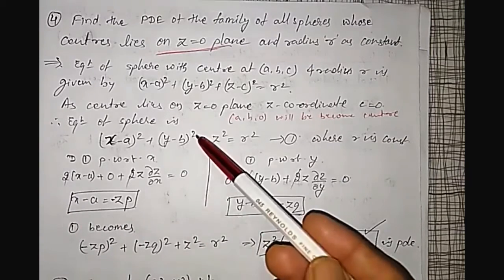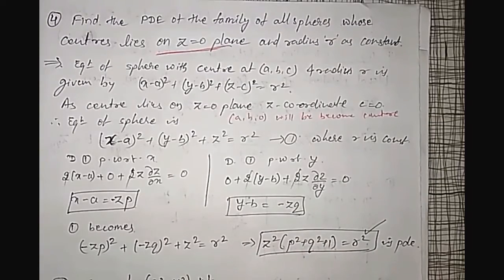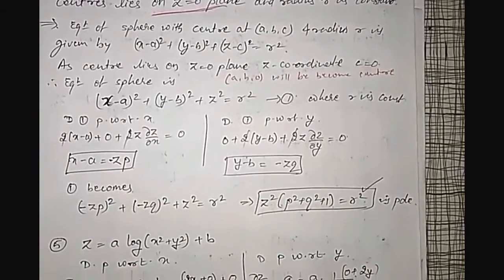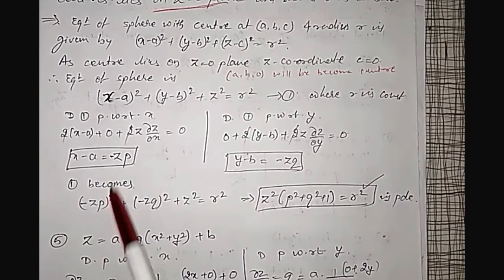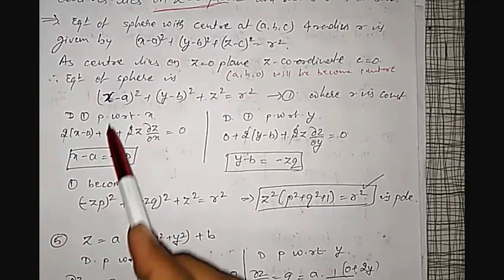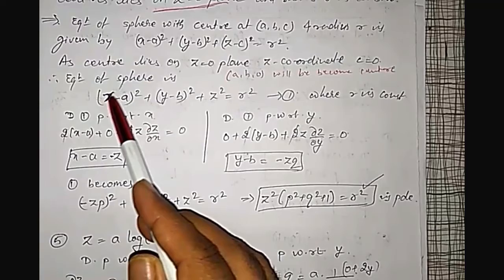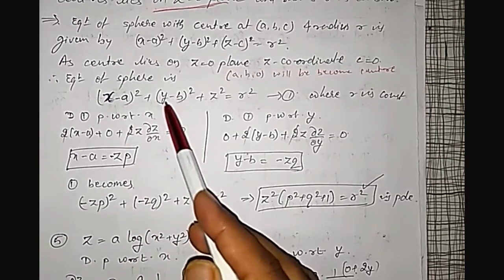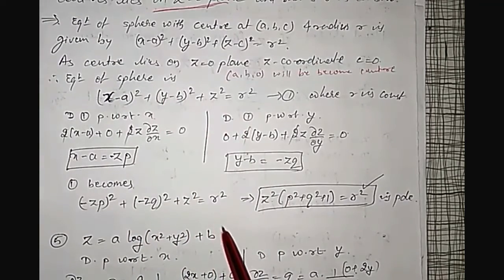If you substitute in the given equation of sphere, we'll get minus z into p the whole square, minus z into q the whole square, plus z square equal to r square. Then taking z square common, and due to the square the negative sign will be eliminated, that is taking z square common: z square into p square plus q square plus 1 equal to r square. This is your required PDE.